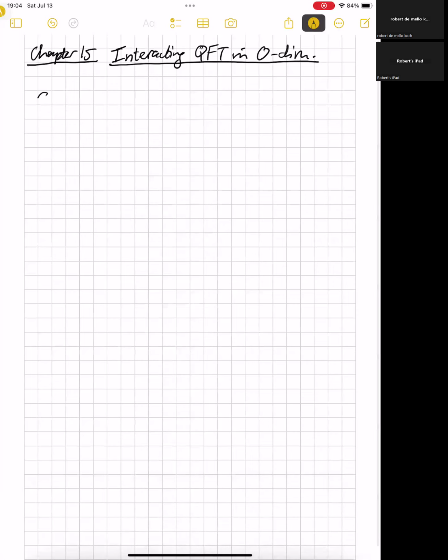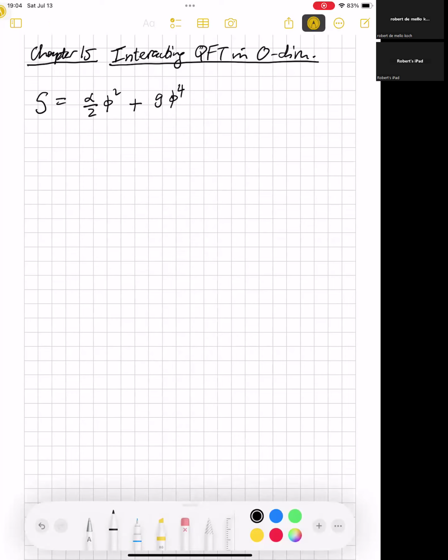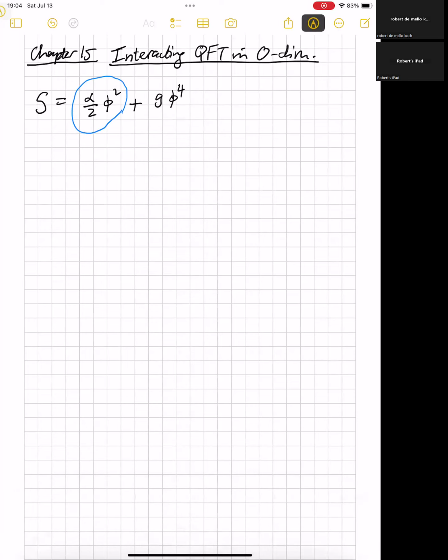S was equal to alpha over 2 phi squared. So that was the free piece. And then there was a term which was g phi to the 4. Now, what you can imagine is that each of these terms had associated with it a Feynman rule. So let's think about the alpha over 2 phi squared term, okay? What did this term give us? This term gave us the fact that the line was 1 over alpha.